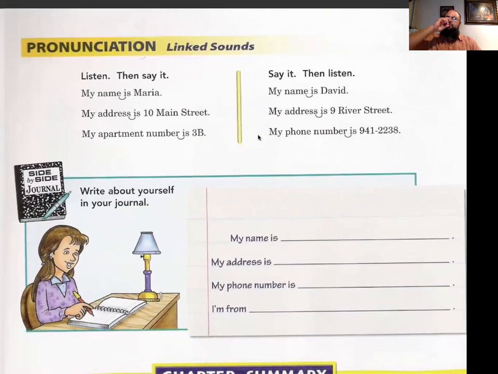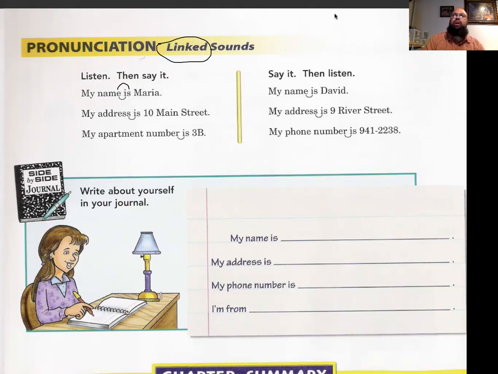And the last portion for today is the pronunciation piece. We have linked sounds. So when you see that it says here, linked sounds, this means that the sound here comes together. So repeat after me. My name is Maria. So you see, name is. My address is 10 Main Street. Address is, okay? My apartment number is 3B. Repeat after me. My name is David. My address is 9 River Street. My phone number is 941-2238.